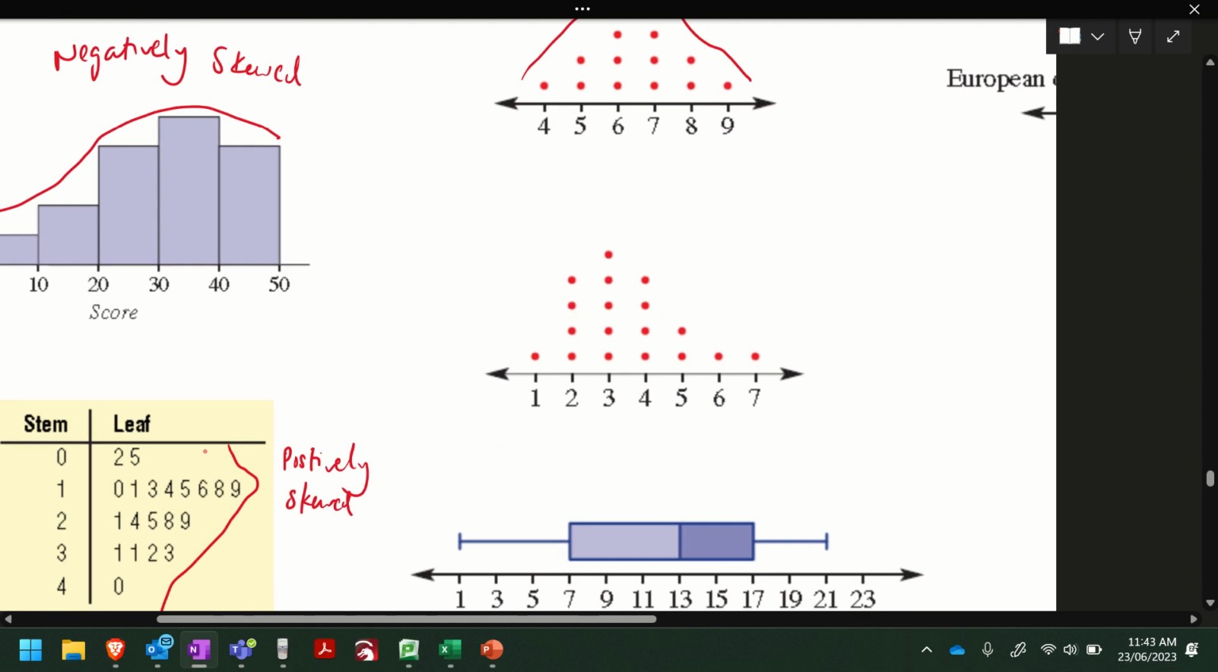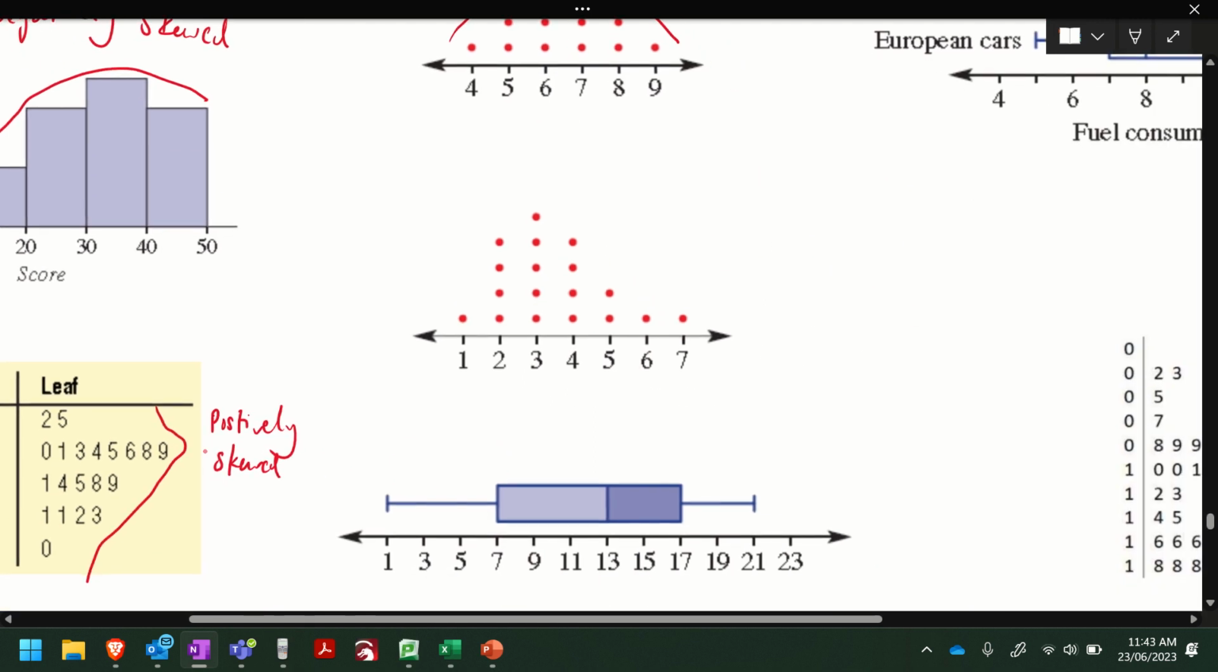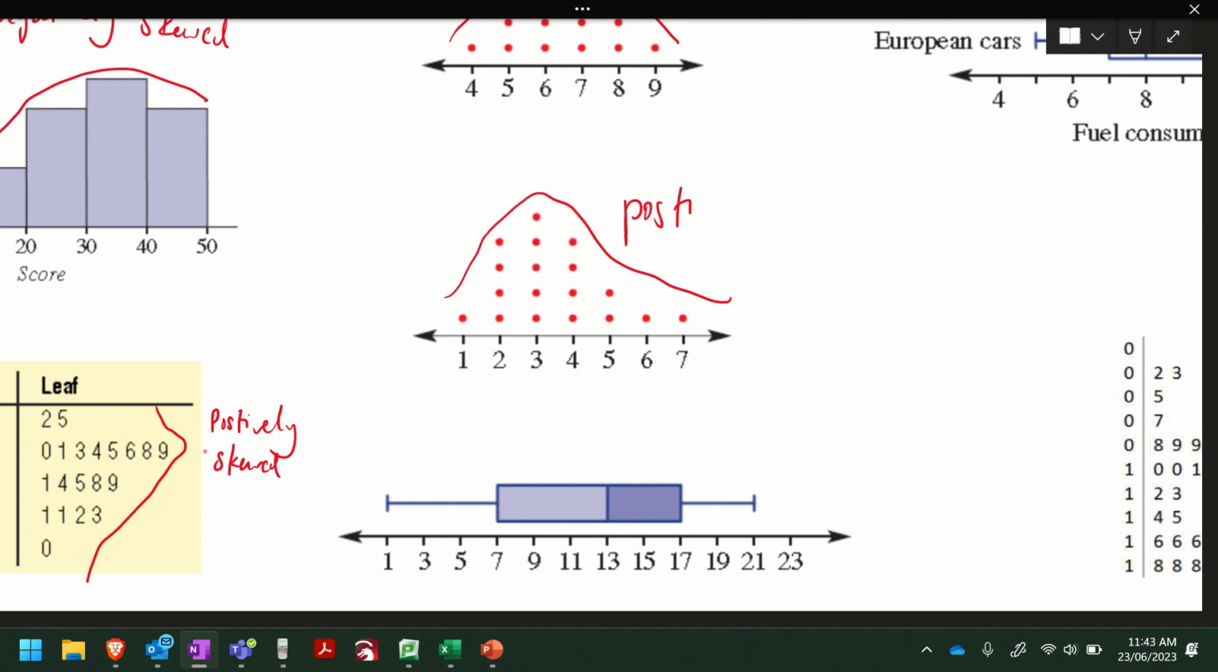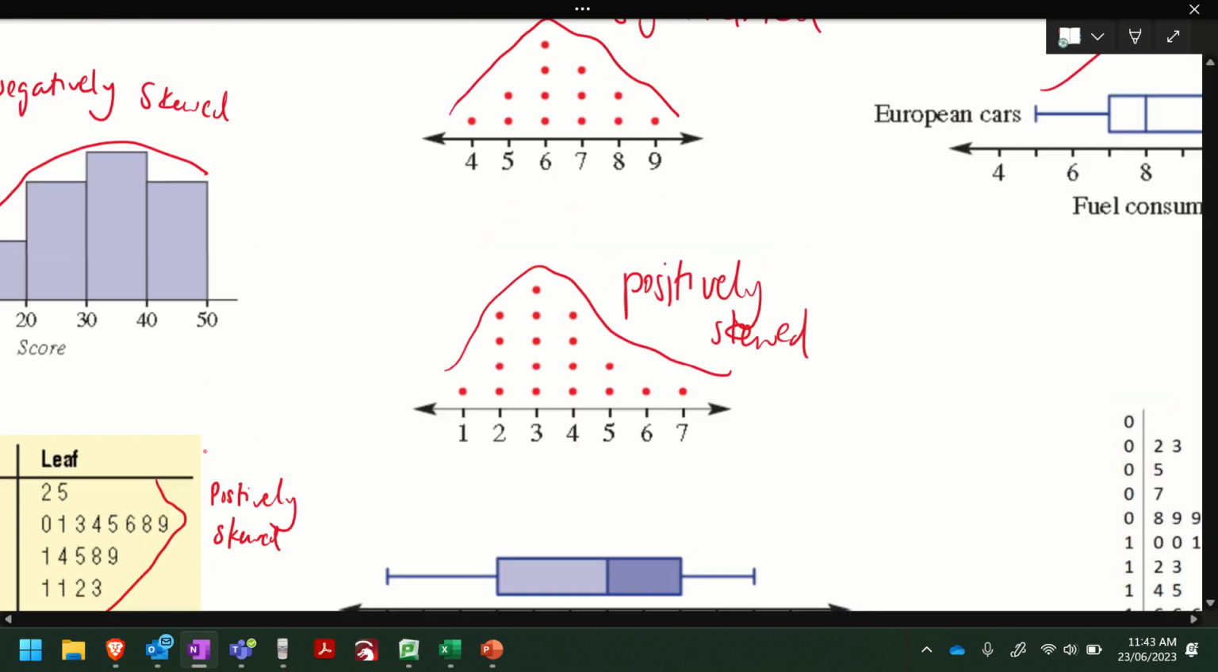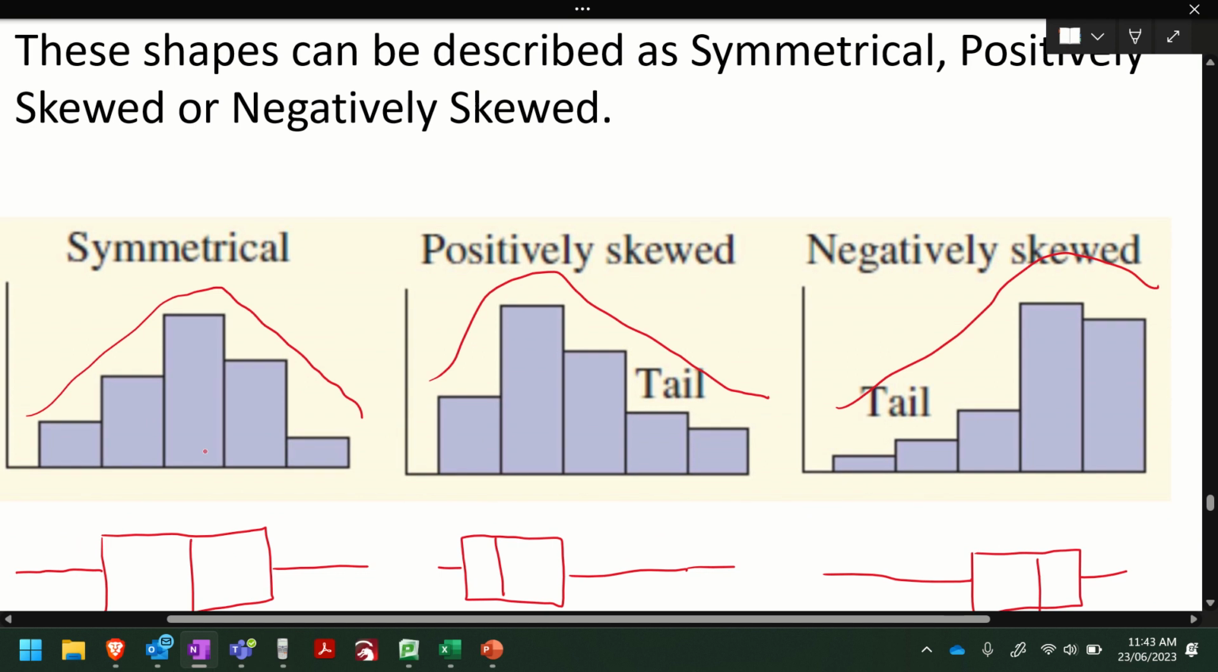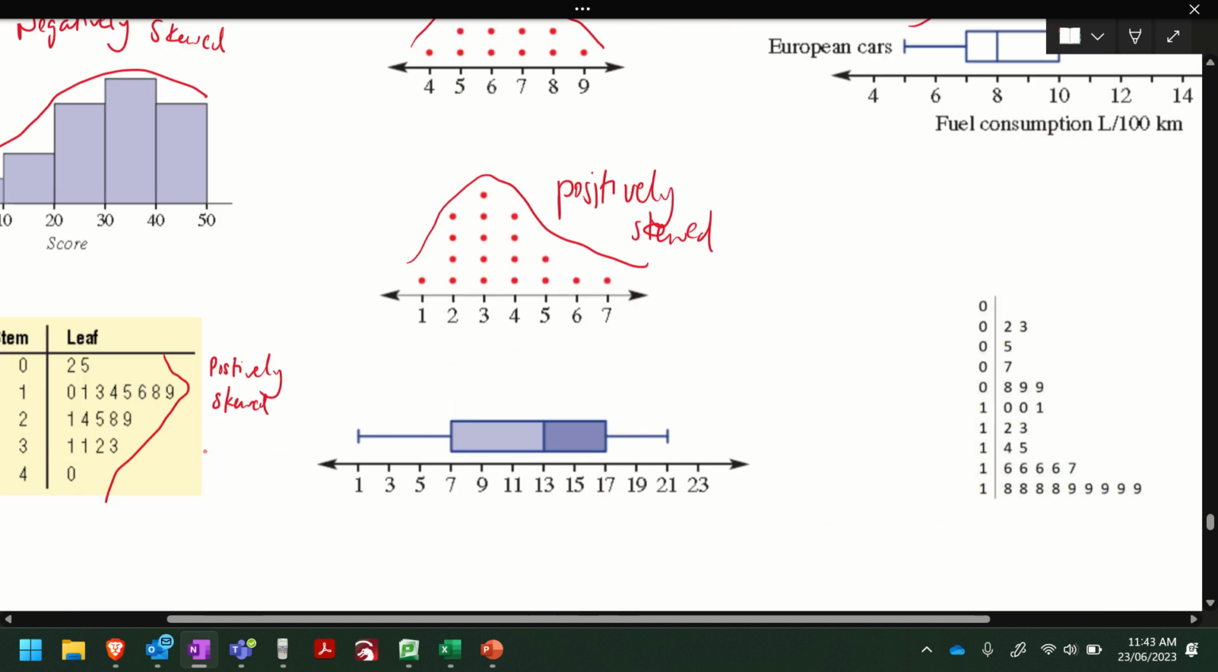Okay, that second dot plot looks pretty positive to me. So again, if you're confused, just draw the mountain. And you can, again, refer back to these shapes here. This will help you figure out what skew you're working with.